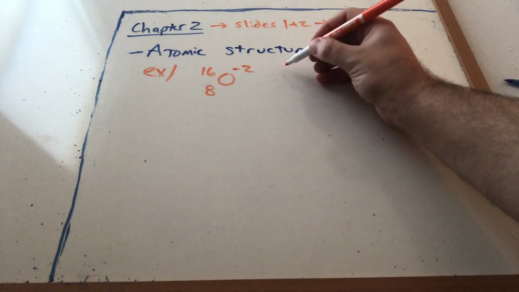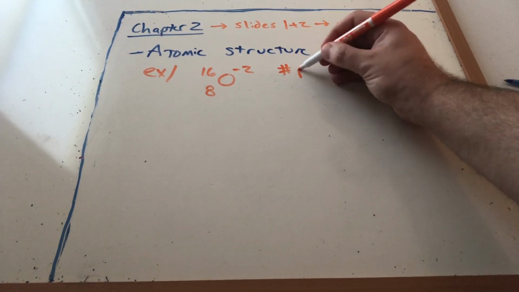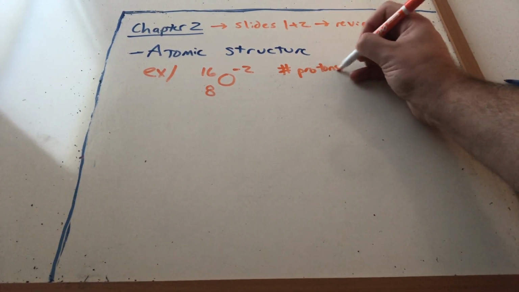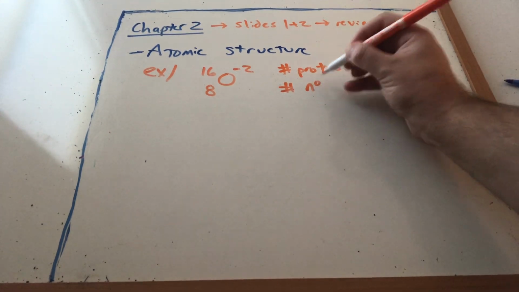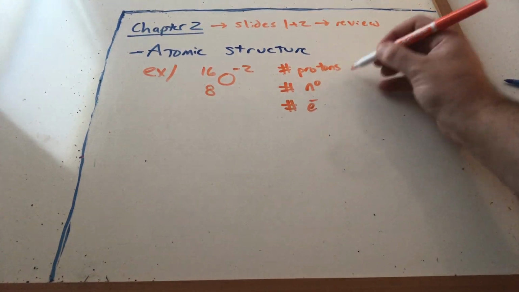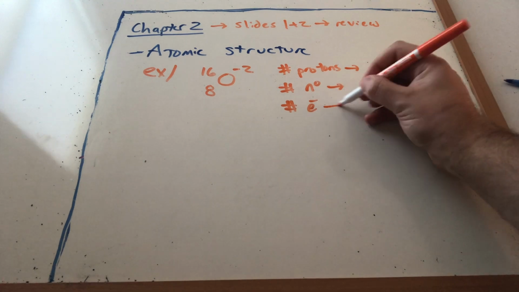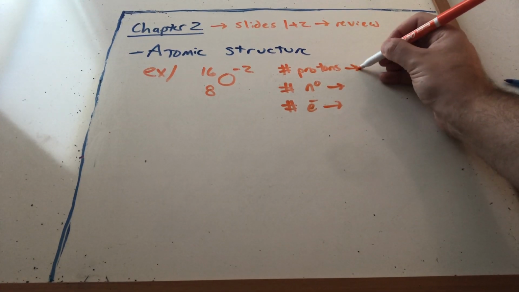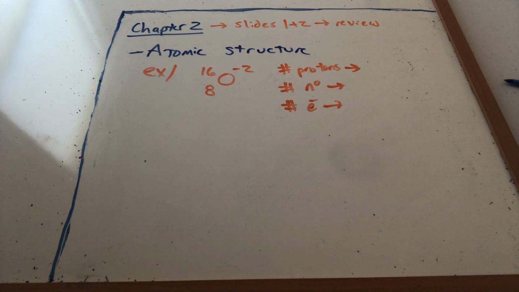Try to pause the video here. Let's answer these questions we've been answering: number of protons, number of neutrons, number of electrons. Try to figure it out based off the last 2 examples. I'll pause just briefly so that you can pause if you would like.